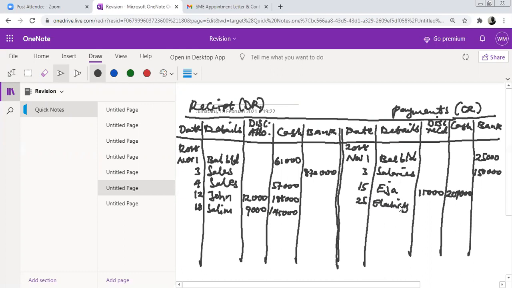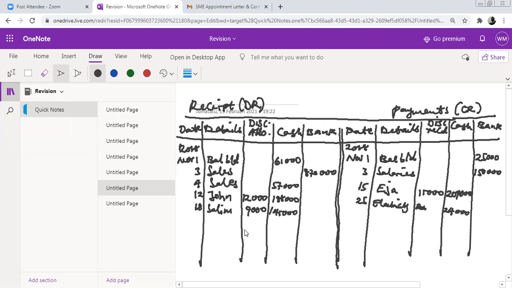We paid electricity by cash 24,000. Sorry, cash is here, 24,000. And that is now the posting. Then from there, you go and balance them. You need to note this.